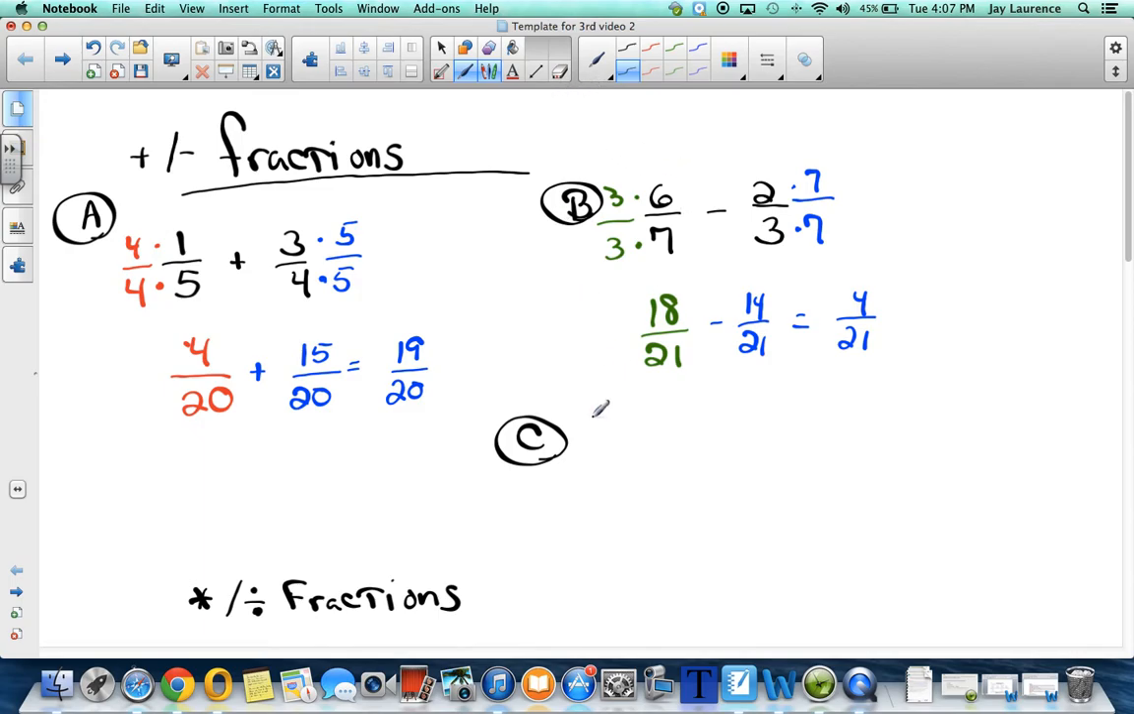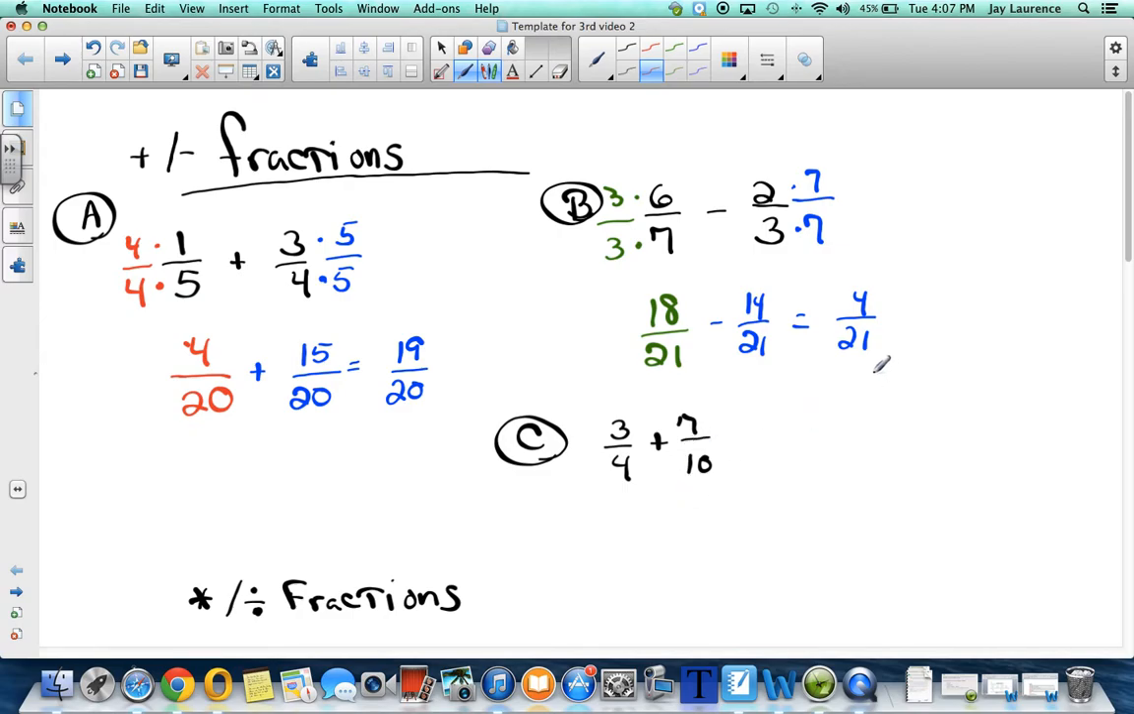Okay, now let's say I had one like this. Let's say I had 3/4 plus, let me see here, let's go with 7/10. Okay. The least common multiple of my denominators is not 40. If you want to know how to get the least common multiple, pick the bigger denominator and count by it until you get a number the other denominator goes into.